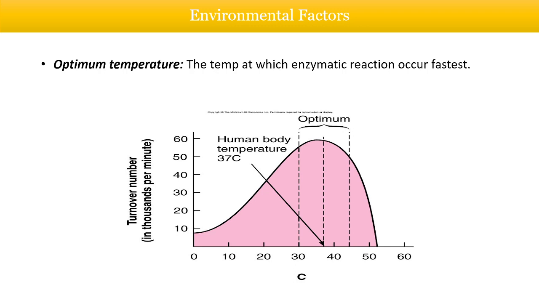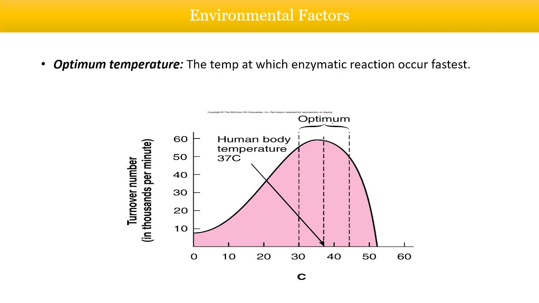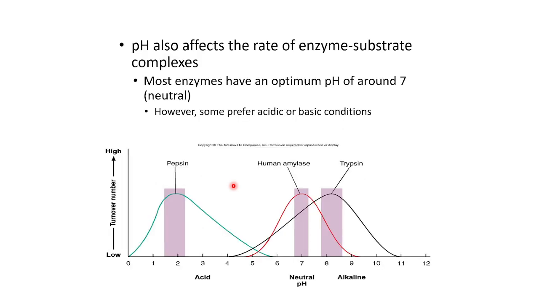Now we have a few environmental factors on which the functioning of enzyme activity depends. One is your temperature. This is your optimum temperature where your proteins work best or have better activity. Mostly it is 37 degrees centigrade.